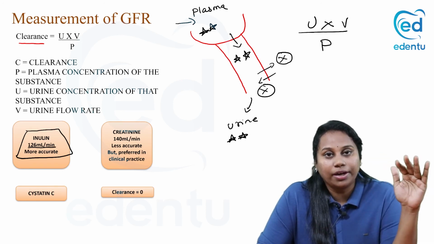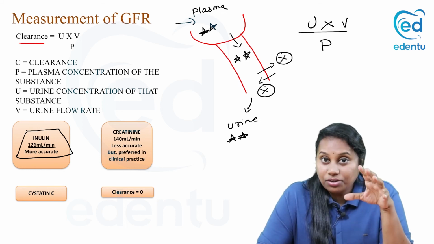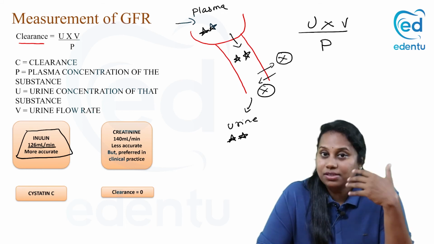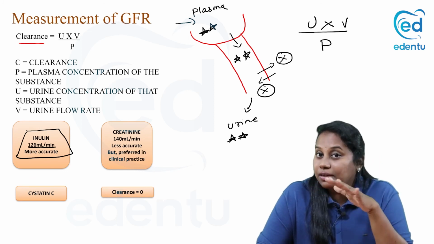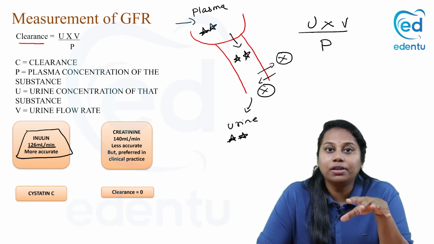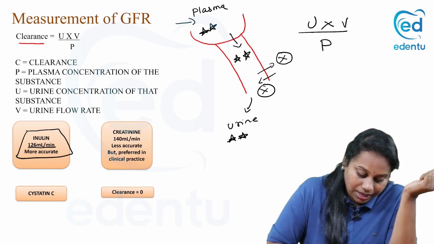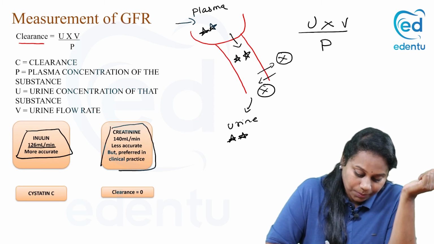So to avoid all that, most of the clinicians in their clinics find it difficult to do inulin. So they use another substance which follows the same criteria as inulin, a cheap method, and it's not going to give you any reactions also. That is creatinine clearance.